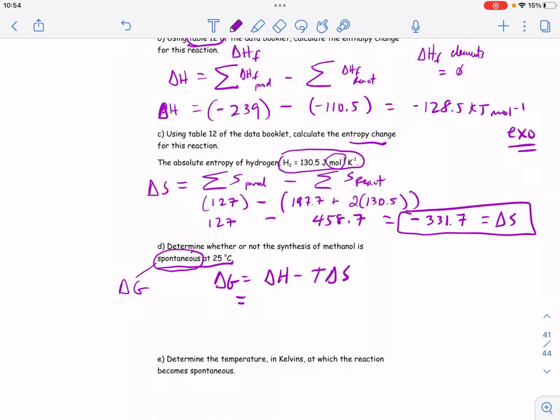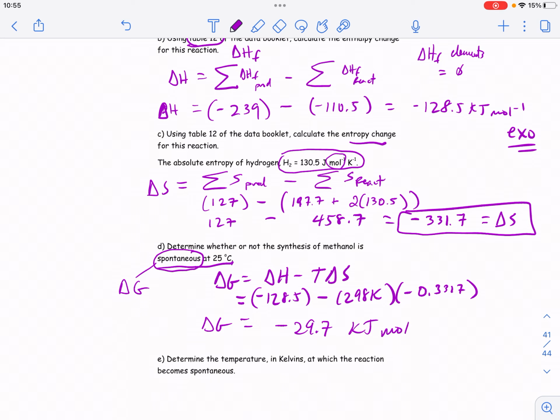It's pretty straightforward. I have minus 128.5 for my delta H term. I've got 298 in kelvins. I've converted 25 degrees Celsius to Kelvin. And I've got my delta S term. And what I'm going to do here is right away, I'm going to move that decimal place over 3 spots and make it 3 places, factors of 10 smaller to make sure it's in kilojoules. And when I do this part out, I get a delta G at negative 29.7. And this is in kilojoules per mole.